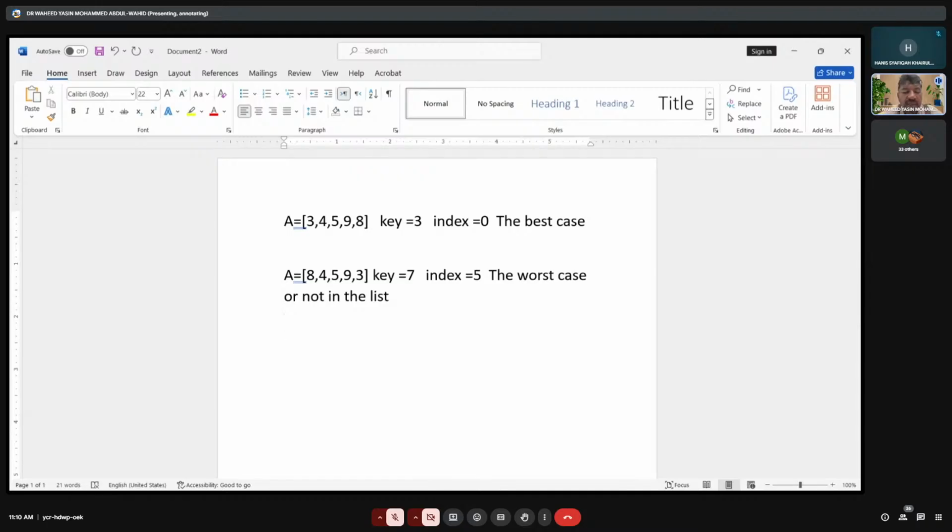If each comparison costs me 10 ringgit, here I will make one comparison and I will find it here. One comparison means 10 ringgit, so I spend only 10 ringgit. Here I spend 5 comparisons, so I spent 50 ringgit. I didn't find the key.